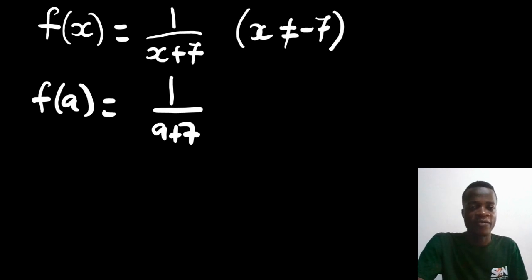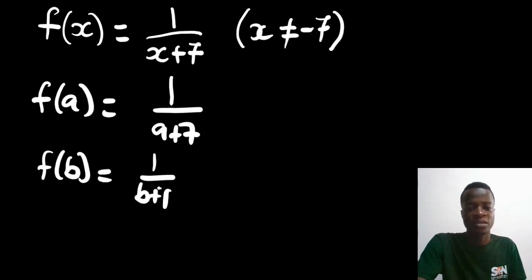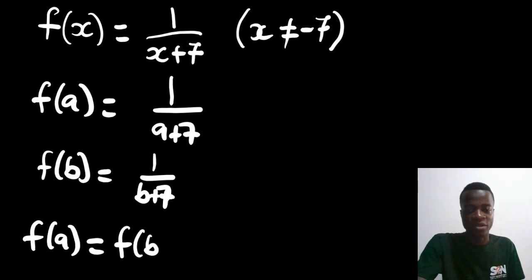Okay. So if f of b is equal to 1 over b plus 7, and this is a one-to-one function, then the outputs should be the same. Whatever f of a will give, f of b will give the same thing.